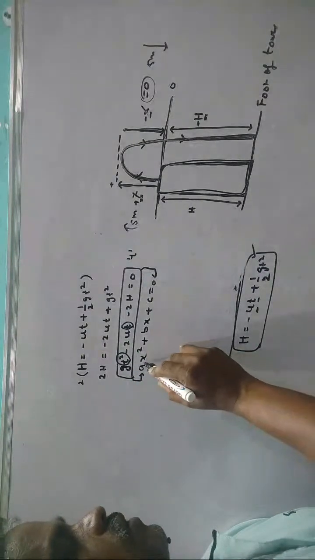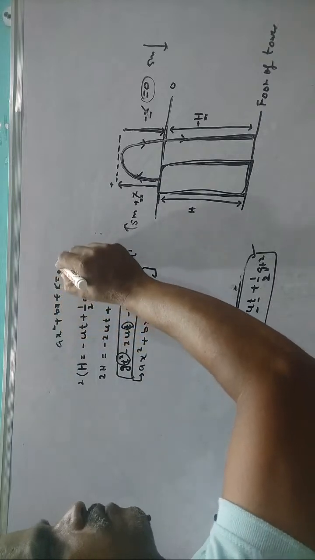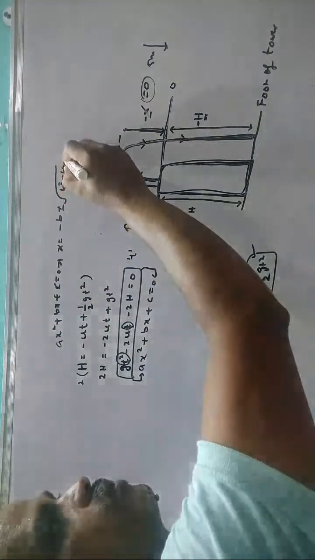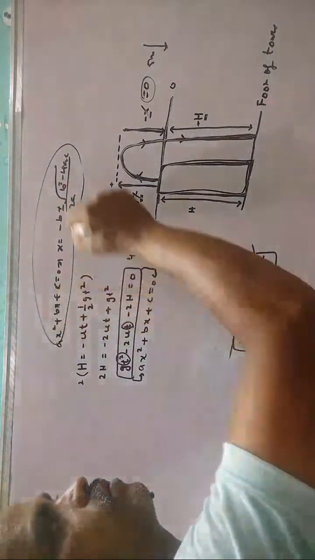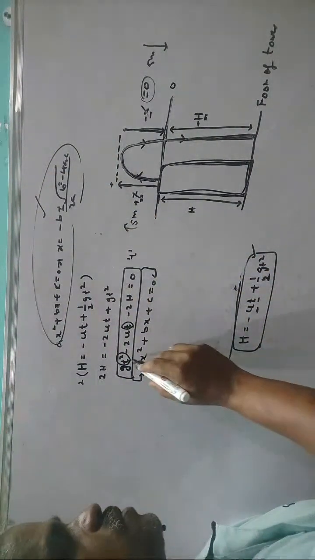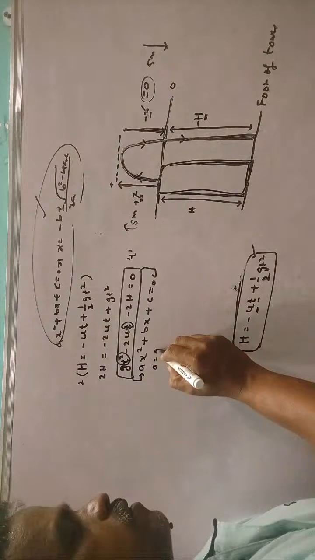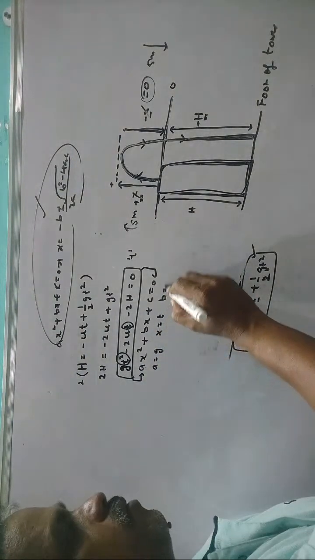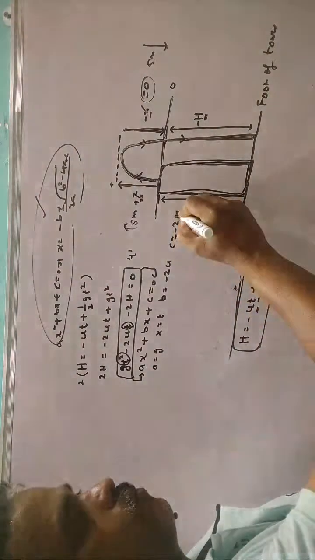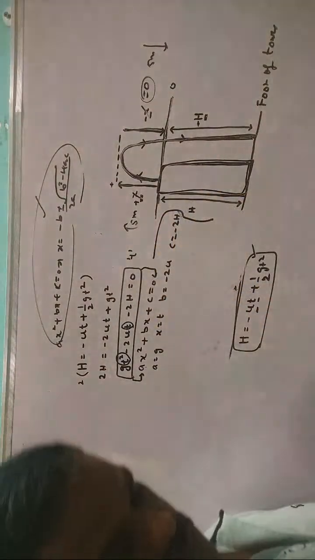For this ax square plus bx plus c equal to 0 quadratic equation, x equal to minus b plus or minus square root of b square minus 4ac by 2a. We can write, is it or not? Yes. So from that, I am comparing with this quadratic equation: a equal to g, x equal to t, b equal to minus 2u, c equal to minus 2h. Just I have substituted here.